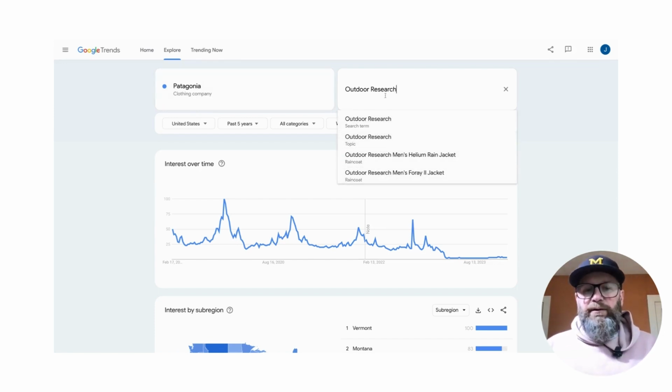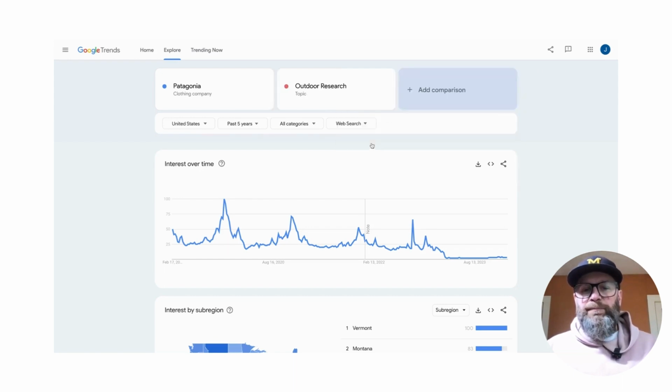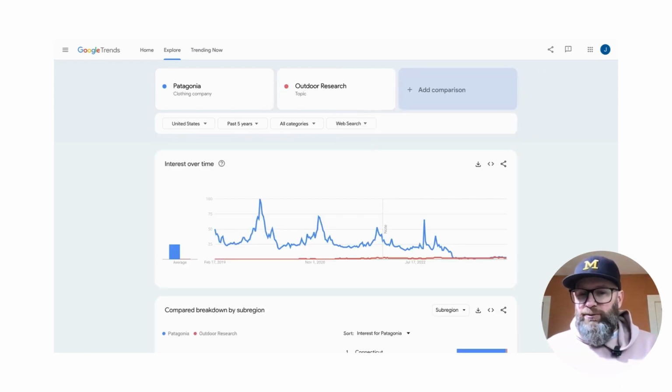So with Outdoor Research, there's no brand here, or it doesn't say clothing company. That's fine. With most brands, there's going to be a little conflation, but with this one, I don't think that's a big deal, because Outdoor Research is not a common term or something that's going to be mixed up too bad. So I'm just going to click on topic rather than search term, and you'll see how that doesn't look good for Outdoor Research, does it?